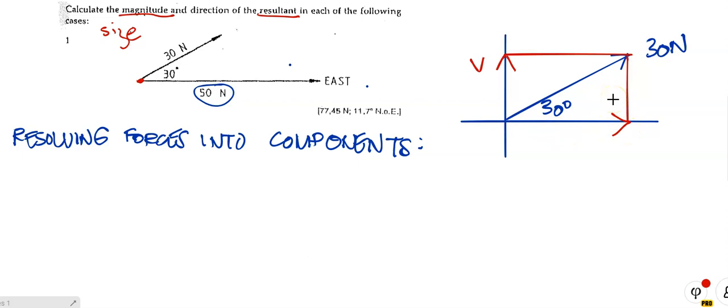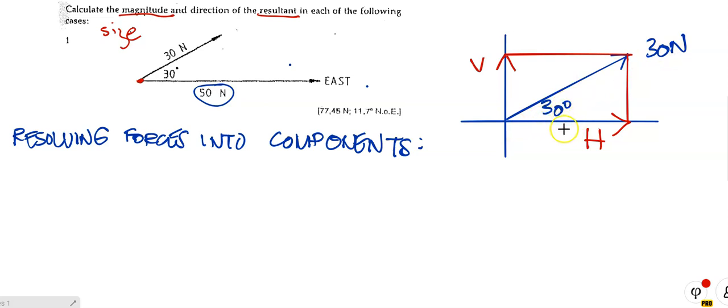Now, you need to stay with me here. The vertical component and the horizontal component, these two forces here, can replace the effect of that force acting in that direction. I'll say that again. The vertical component of this force and the horizontal component of this force have the same effect as that one force, the 30 newton force, acting at 30 degrees.